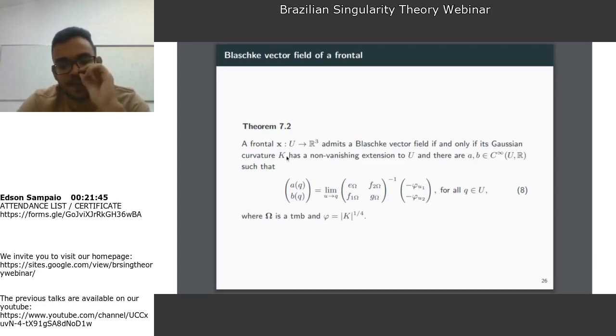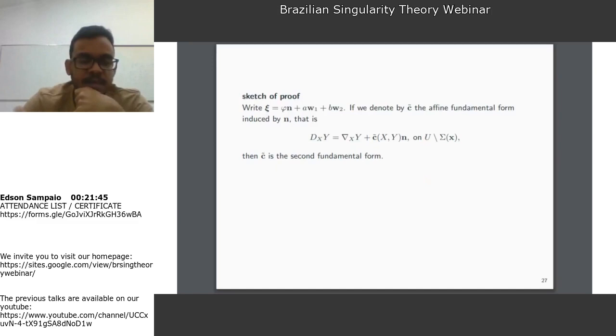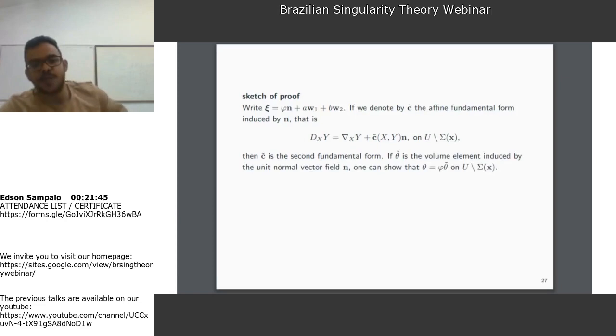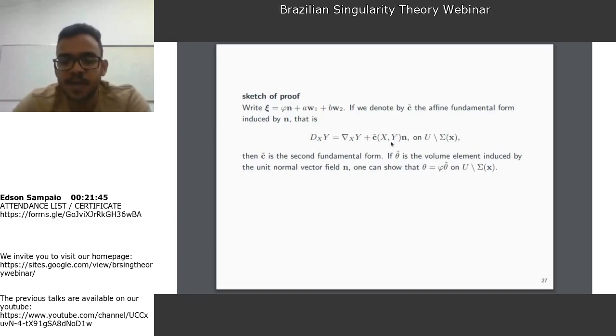And here there is a sketch of proof, at least an idea on how to prove this. If we write C like this, a component on N and a component on the limiting tangent plane, and if we denote by C tilde the affine fundamental form induced by the unit normal vector field on the regular part, obtained when we take this decomposition here, then we know that C tilde is the second fundamental form on the regular part. And if θ tilde is the volume element induced by the unit normal vector field N, then one can show that θ, the volume element induced by C, is related to θ tilde by this expression here on the regular part.